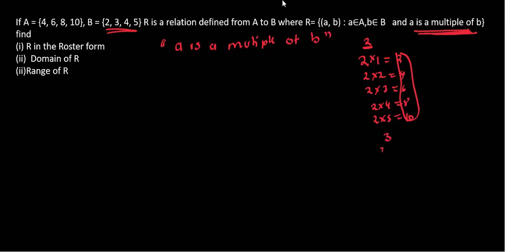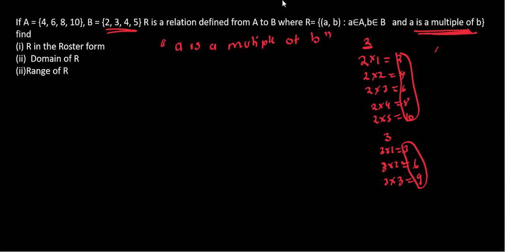Okay, now let's also look at the multiples of 3. So the multiples of 3: 3 times 1 is 3. Then 3 times 2, it is what? 6. Then 3 times 3, it is what? 9. Okay, we can stop from there. So the multiples of 3 are 3, 6, and 9.